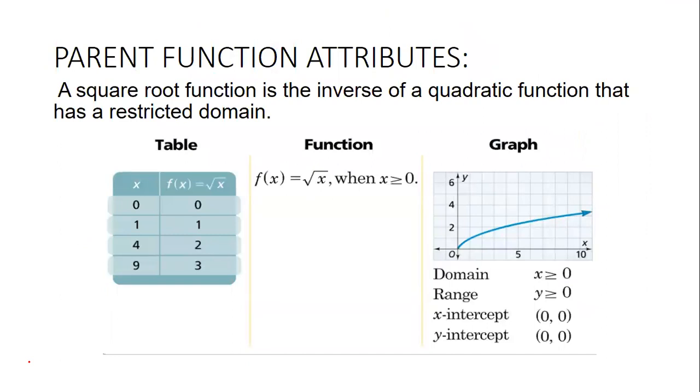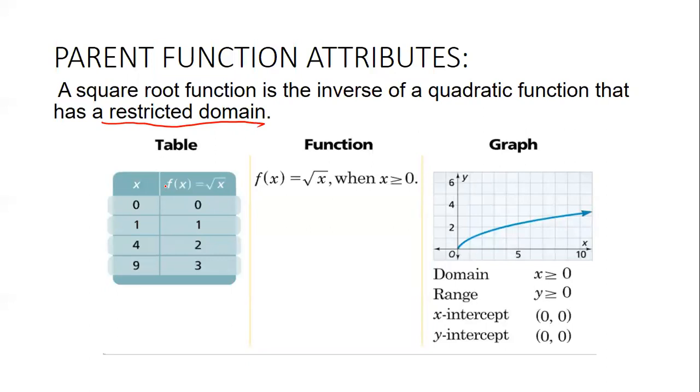So we're going to start off with, just like anytime you talk about a function, its parent function. A square root function is the inverse of a quadratic function that has a restricted domain. Okay, the key thing here is the restricted domain. If we didn't restrict the domain, it wouldn't be the square root function. It would just be the square root relation. And that's because it would fail the vertical line test.